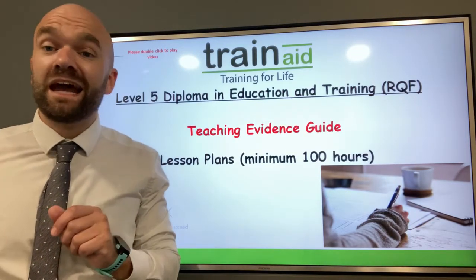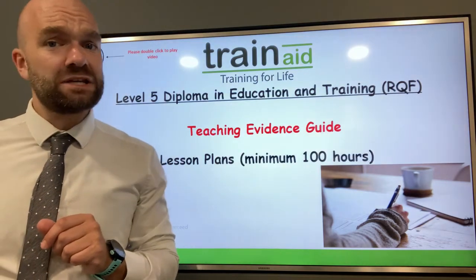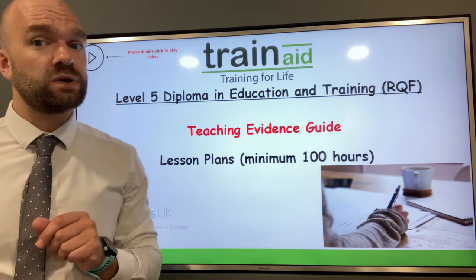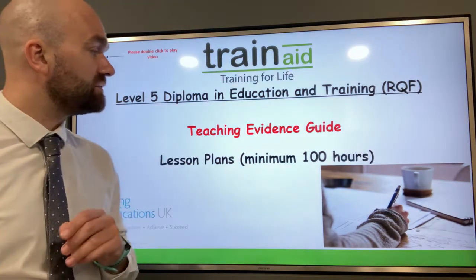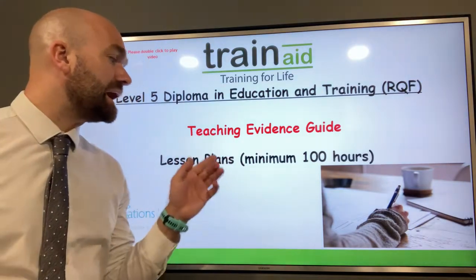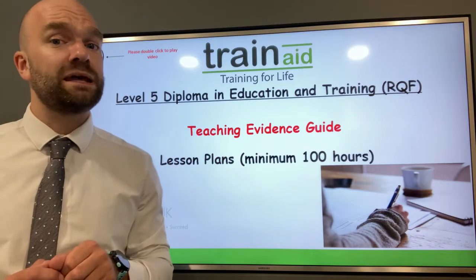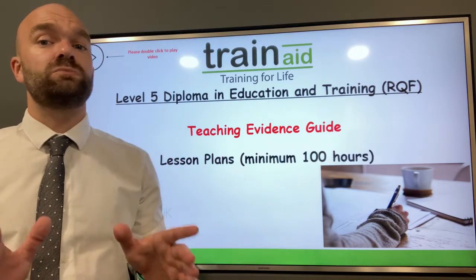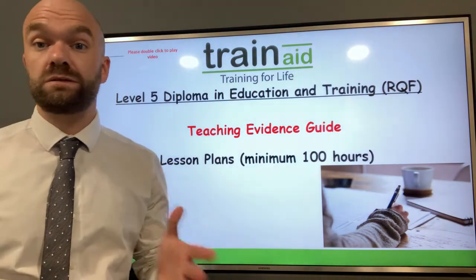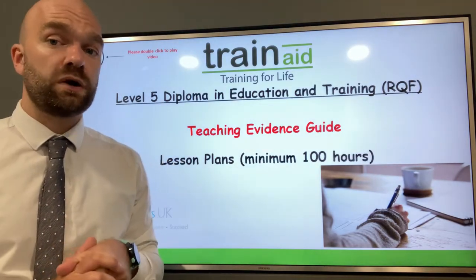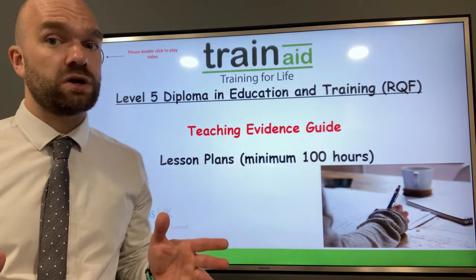My name is Nick and in today's video we are going to be looking at the Level 5 Diploma in Education and Training, and we are going to be looking at your portfolio of teaching evidence. We are going to be looking at lesson planning. So as we know, for the Level 5 Diploma in Education and Training, we need to submit a minimum of 100 hours of lesson plans or lesson planning, and we are going to break that down to understand a little bit more about how you can achieve this criteria.